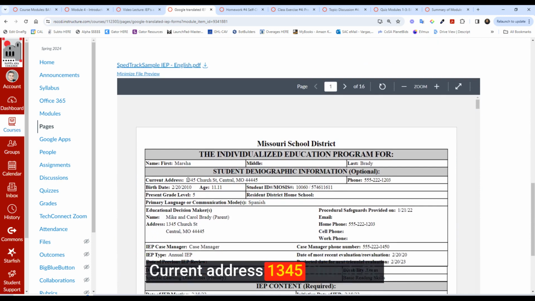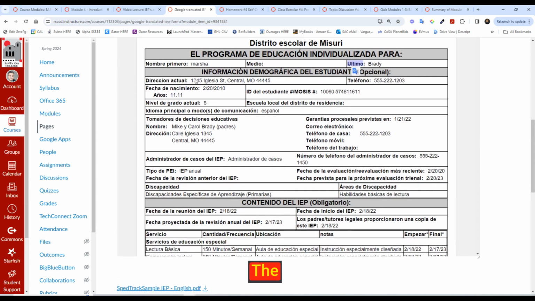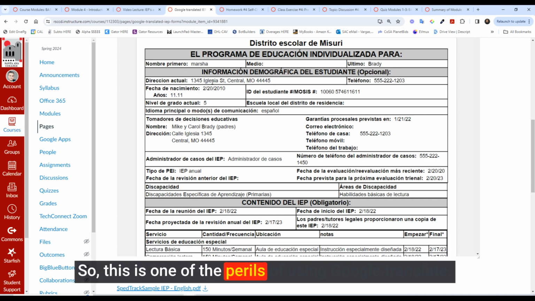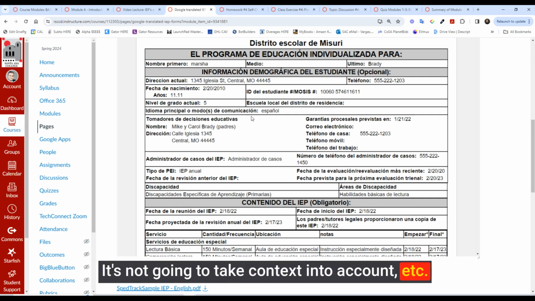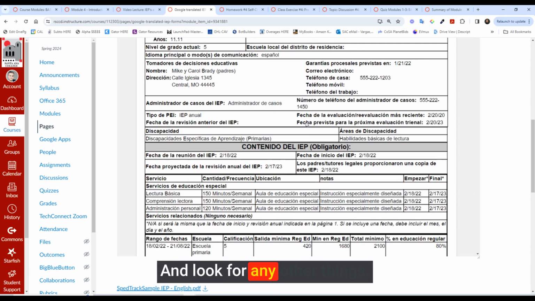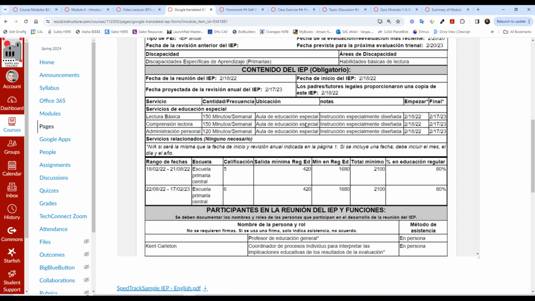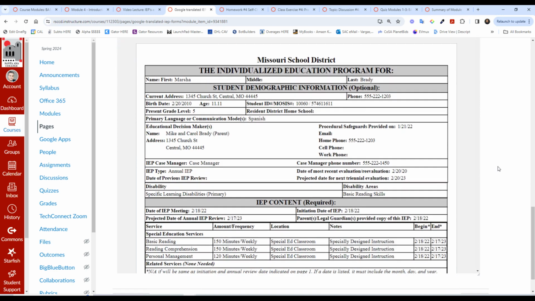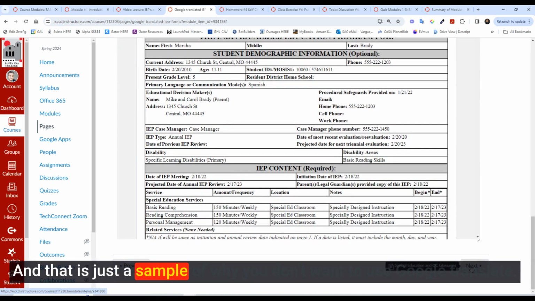Current address 1345 Church Street. Guess what Google did? Dirección actual 1345 Iglesia Street. That's the wrong address. Go look for Iglesia Street in Missouri. You're not going to find it. So this is one of the perils of using Google Translate. It's not going to take context into account, etc. Then go through here and look for any other things that stand out to you. And that is just a sample of why you don't want to use Google Translate.